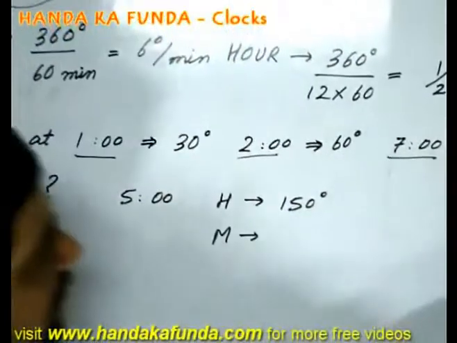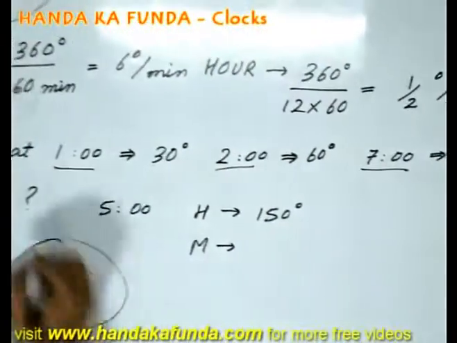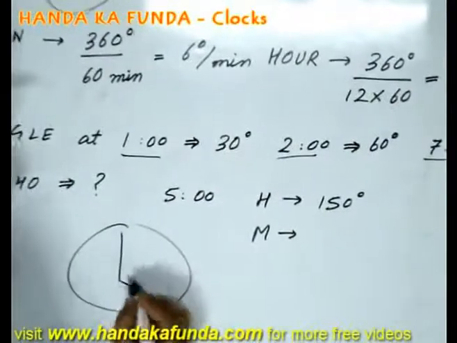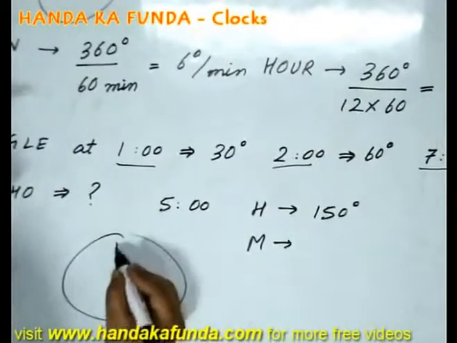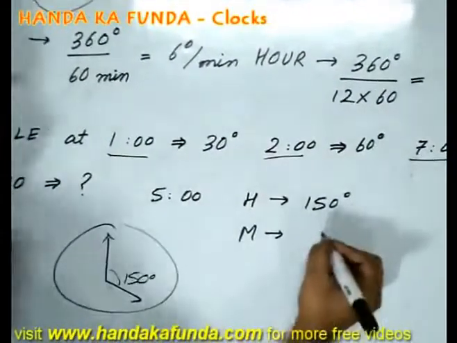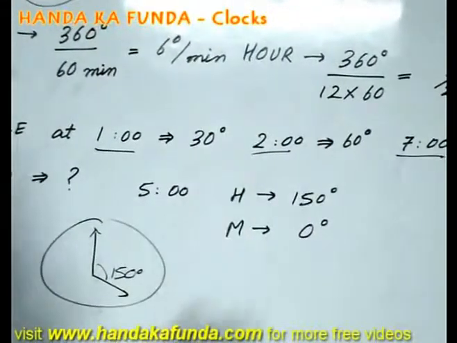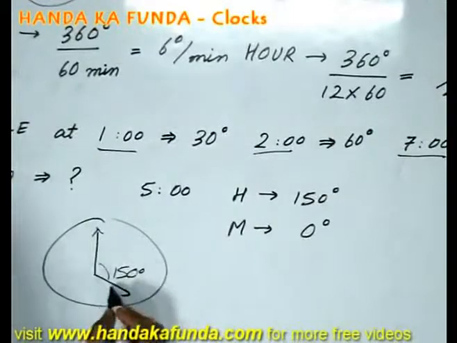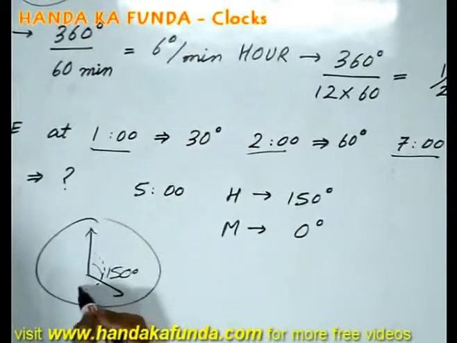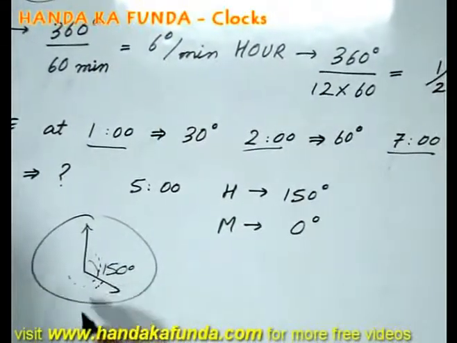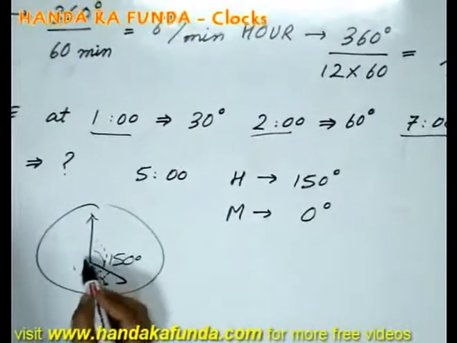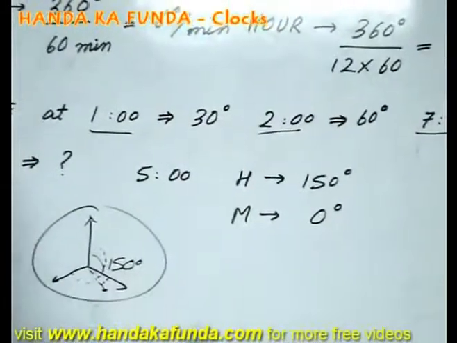150 degrees from the vertical. And where is the minute hand? My minute hand is exactly at 0 degrees. What happens in the next 40 minutes? In the next 40 minutes, the minute hand will move. The hour hand will also move. The hour hand will go to a new position and the minute hand will also go to a new position.